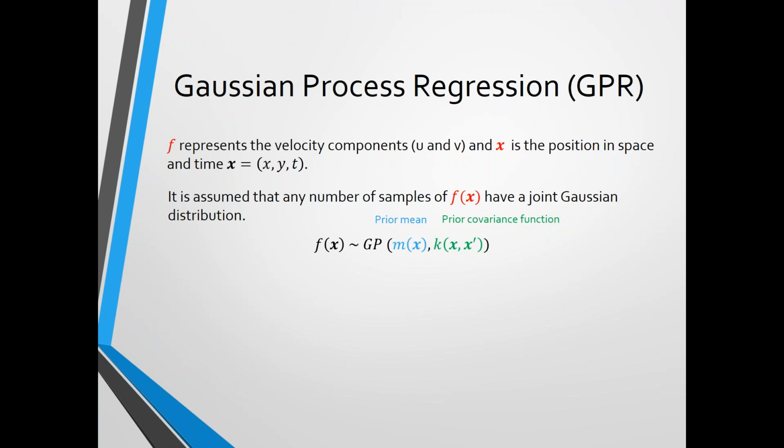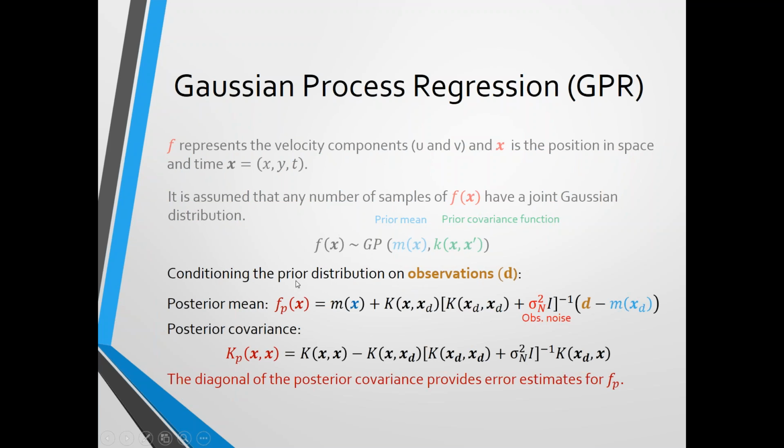The technique I'm going to use to map the velocity field into an Eulerian frame is called Gaussian process regression, where I want to estimate a scalar, denoted by F, which is going to represent the quantity we want to estimate, which will be either component of the velocity. And F is a function of x, which is the position in space and time. It is assumed that a number of samples of this quantity have a joint Gaussian distribution. So I have a prior mean and a prior covariance function.